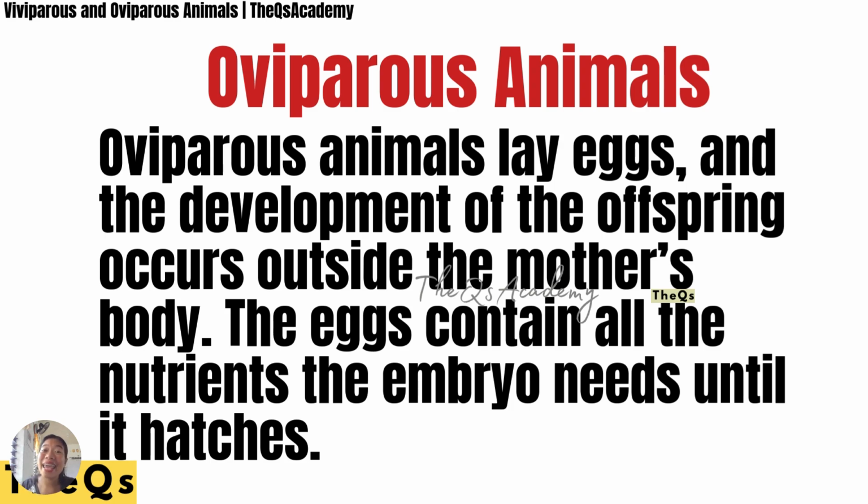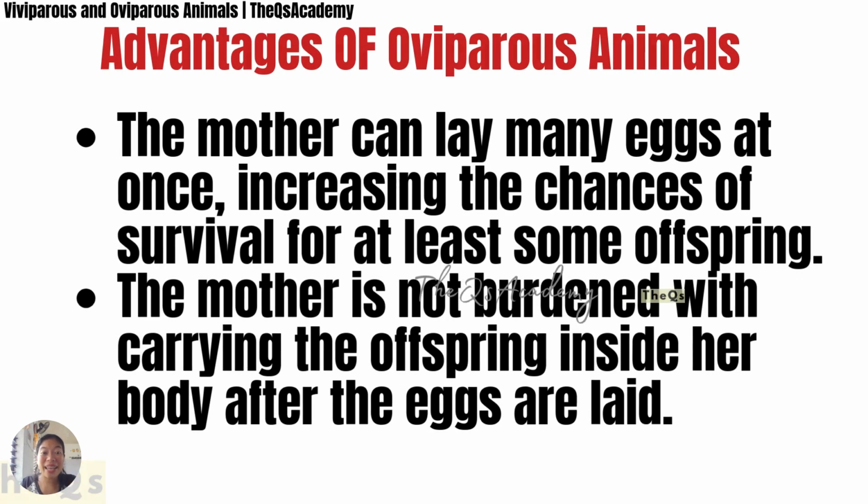Oviparous animals lay eggs, and the development of the offspring occurs outside the mother's body. The eggs contain all the nutrients the embryo needs until it hatches. So the advantages: the mother can lay many eggs at once, increasing the chances of survival for at least some of the offspring. The mother is also not burdened with carrying the offspring inside her body after the eggs are laid.